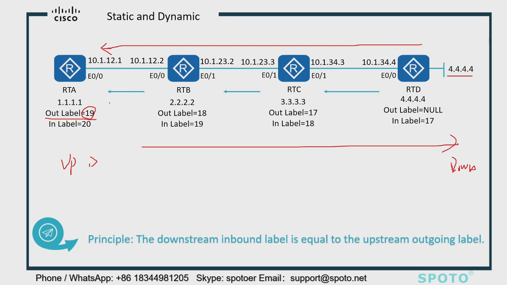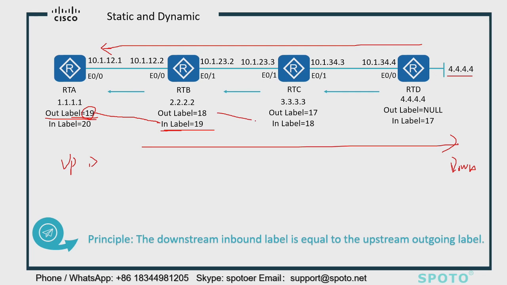Okay, so the principle is the out level of the upstream is equal to the downstream of the upstream. So it means the out level here is equal to the in level here. So this is the principle, and it means when the routers want to forward the packet according to the level, you need to ensure this point, so that the packet can be forwarded directly.